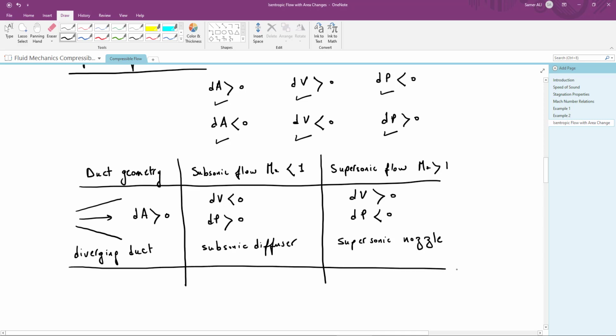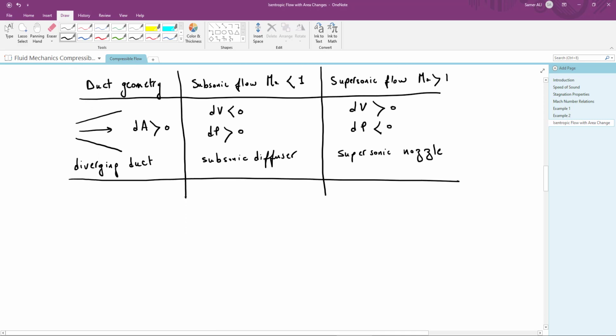Okay. Now let's take another duct geometry, a converging duct. So we have a restriction in the flow. So this is the flow direction, and you can see that the cross-sectional area is decreasing in the direction of the flow. So dA in this case will be a negative value, and this is called a converging duct. So always for a subsonic flow, dV will have the opposite sign of dA.